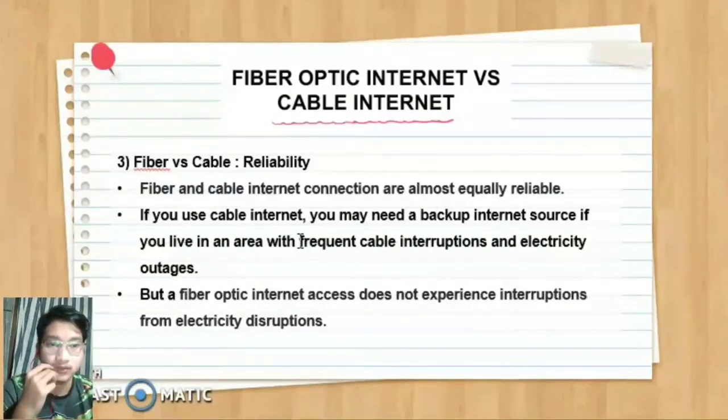Next, we look at the reliability of fiber versus cable. Firstly, fiber and cable internet connections are almost equally reliable. If you use cable internet, you may need a backup internet source if you live in an area with frequent cable interruption and electricity outage. But fiber optic internet access does not experience interruption from electricity disruptions. So we see that fiber is more reliable.